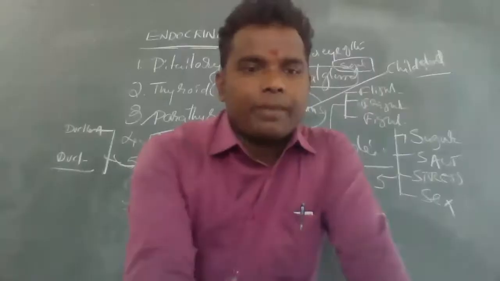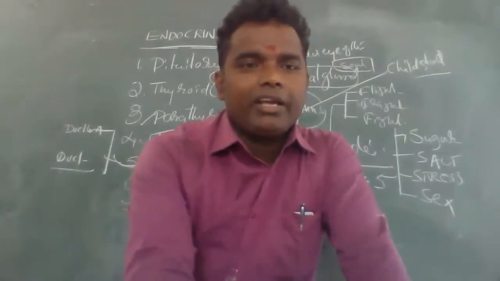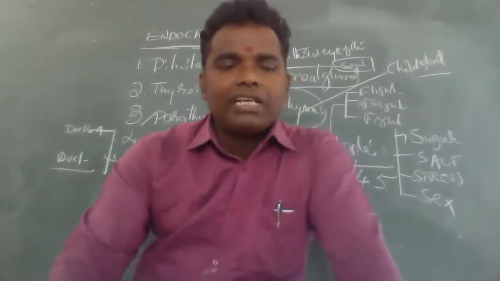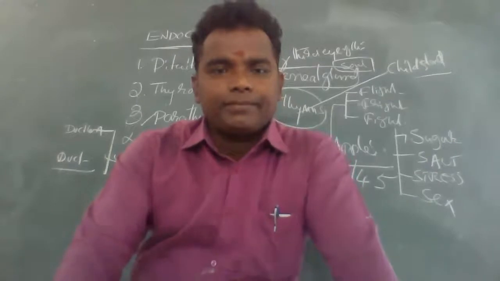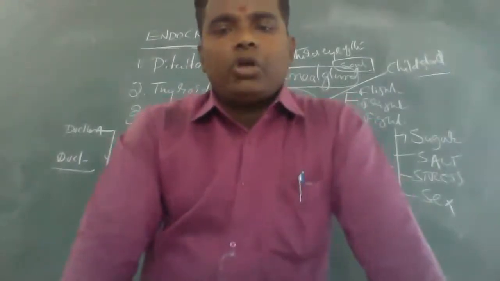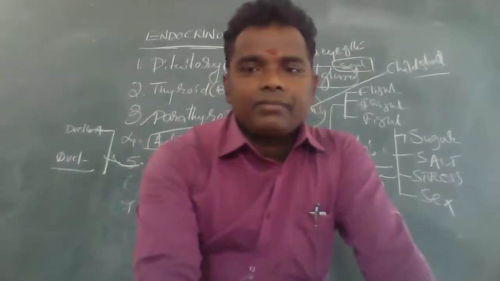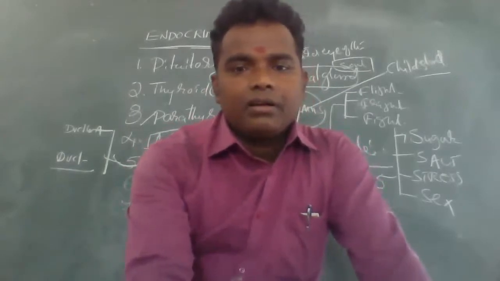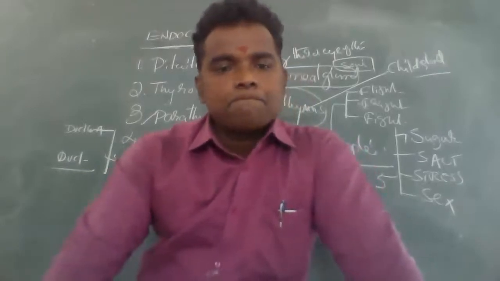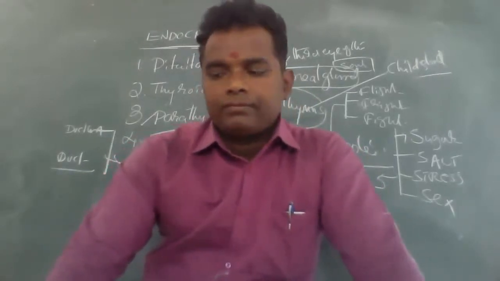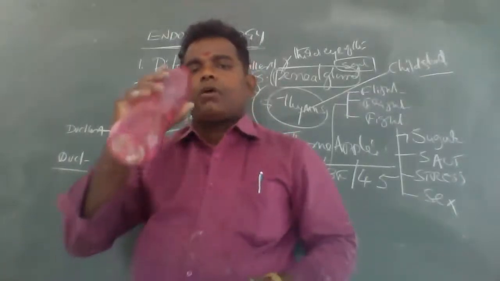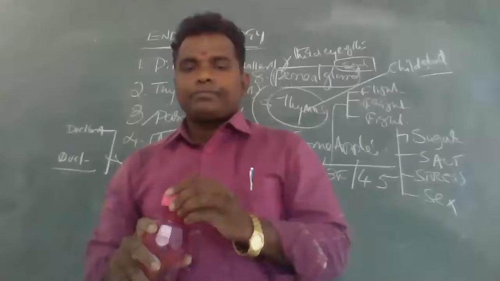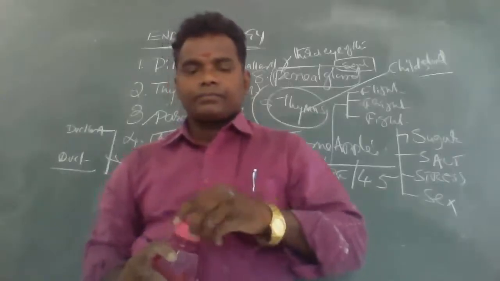Okay. Next. Amrin, Joha, tell me, which gland is also known as the 4S hormone gland? Joha, are you there? Bushra, tell me. Adrenal gland is also called the 4S or 3F hormone gland. What is 4S? 4S is salt, sugar, stress and sex. Very good, excellent answer. Thank you.